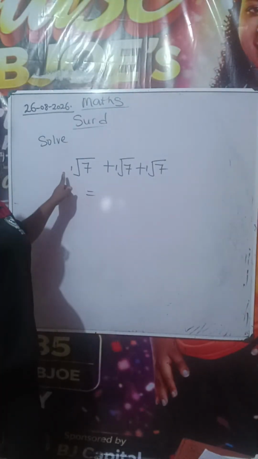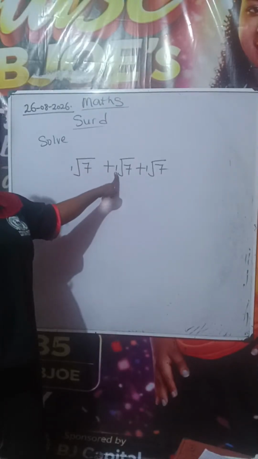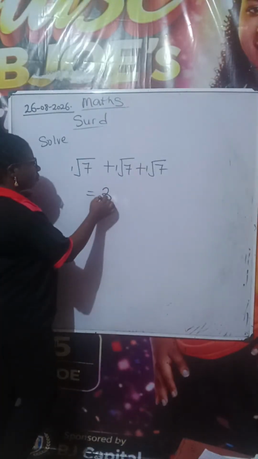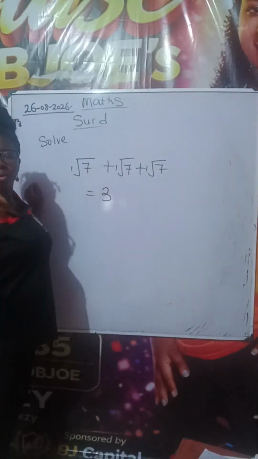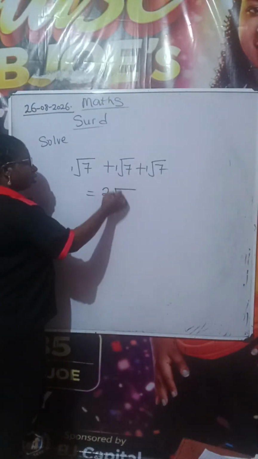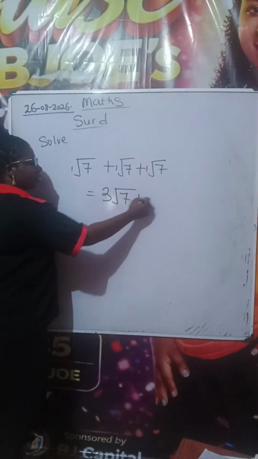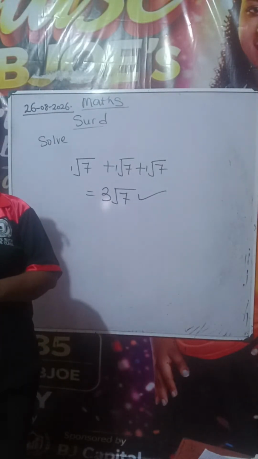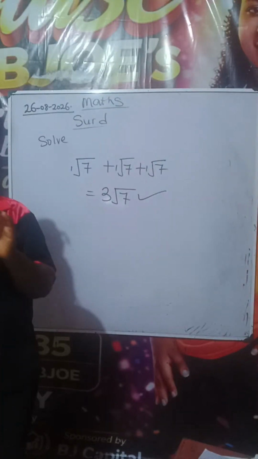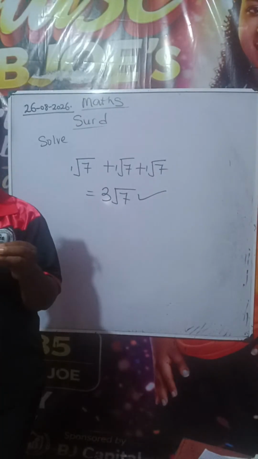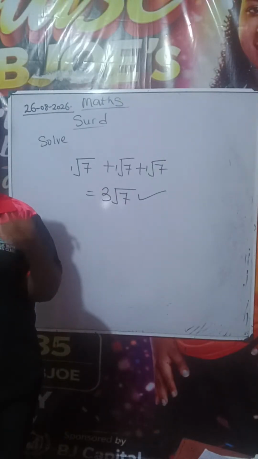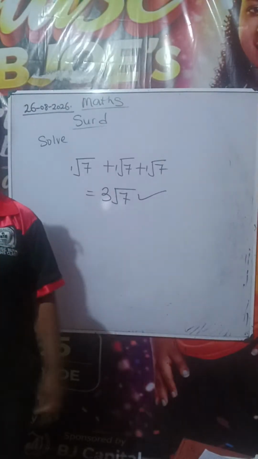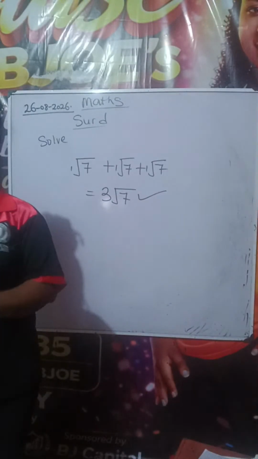So you add 1 plus 1 will give you 2, plus 1 again, we have 3. The same root, just pick one of the root 7. So the answer is 3 root 7. That is it. Did you understand it? You can see that it's not difficult. It's just for you to understand it. That is surds. If you want to simplify it, all you need to do is add the coefficient. Finish.